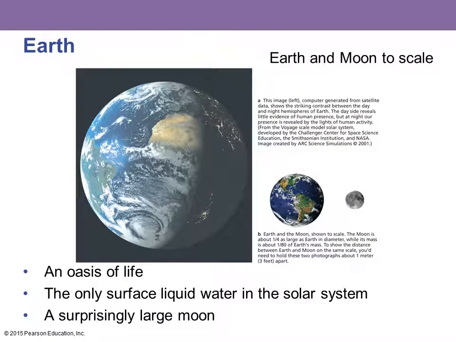And here's Earth, an oasis of life. Water is found in all three forms: ice, liquid, and vapor. And like we said before, it has a very large moon compared to the size of the planet. There are obviously continents, there are oceans, and what we would consider life.